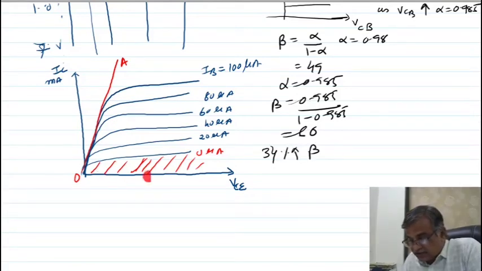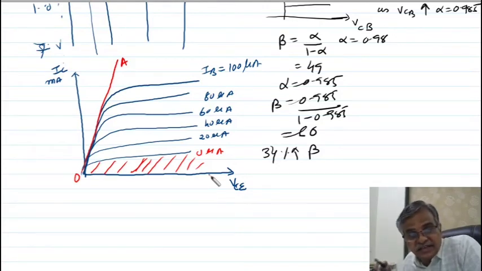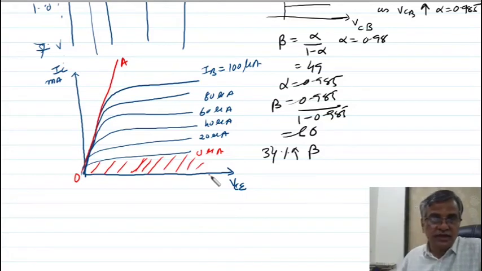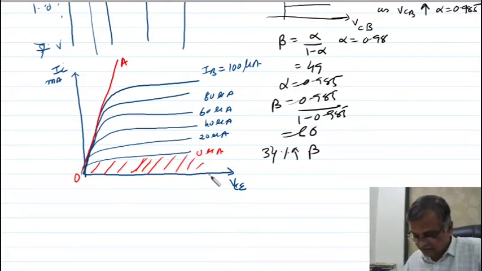Again, as collector voltage increases, what will happen? The depletion layer at the collector junction increases. As a result, base width decreases. This is called early effect or base width modulation. In the last lecture we have seen, due to base width modulation, there are three consequences. First, alpha increases. As VCB increases, alpha increases.